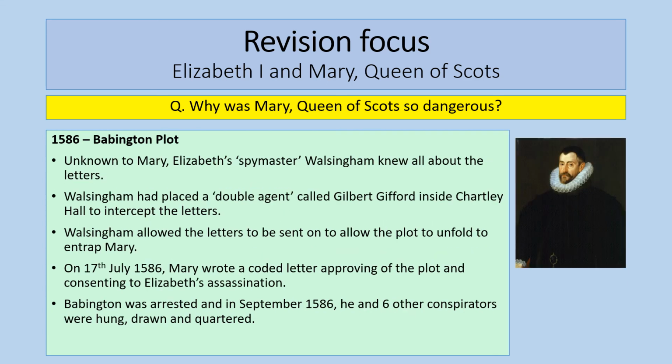Now, Walsingham knew all about the letters. He had a double agent inside Chartley Hall to intercept all the different letters. And on the 17th of July, the sort of smoking gun, if you like, is that Mary wrote a coded letter approving of the plot and consenting to Elizabeth's assassination. Babington gets arrested. He's hung, drawn and quartered along with 6 other conspirators. But what happens to Mary? Well, let's see.